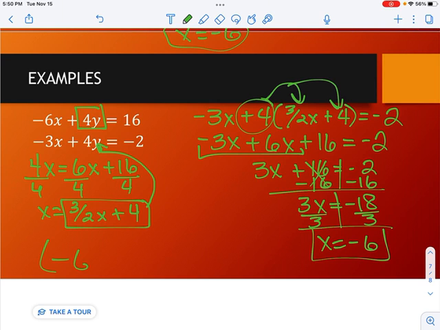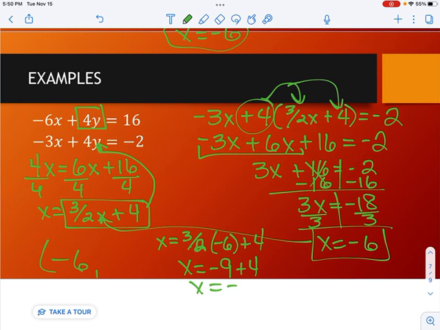I know that's the first part of my answer. I'm going to plug in here. So now I get y equals 3/2 times a negative 6 plus 4. So y equals 3/2 times a negative 6. That's going to give me a negative 9 plus 4. So that's going to end up getting me a negative 5 for y. I am so sorry, that should be a y at the very beginning. And that is my final answer.